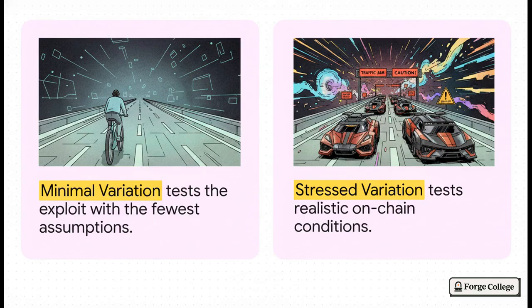Now, a truly top-tier explainer of a vulnerability doesn't just show one perfect happy path scenario. You need to test orthogonal precondition variations. Ask yourself, does your heist only work on a completely empty, quiet street? That's your minimal variation. Fewest assumptions, easiest to reproduce. But can it survive the absolute chaos of rush hour traffic? That is your stressed variation, where you're testing with gas pressure, competing transactions, and totally realistic on-chain noise.